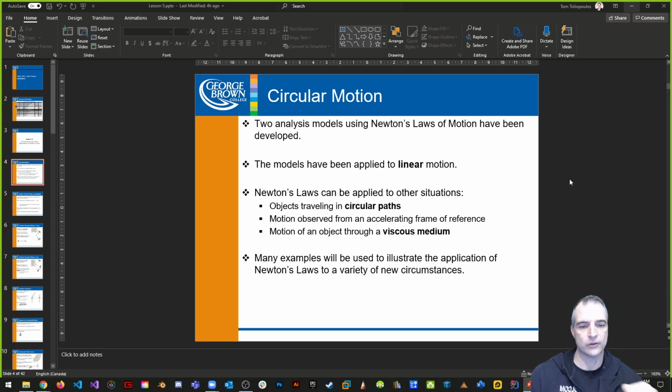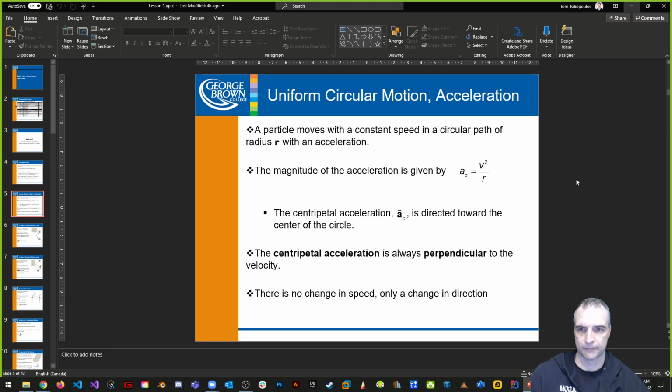So how does motion work when we move through that kind of medium? How is it affected? Is there resistance? What happens? So we're going to talk about that today.